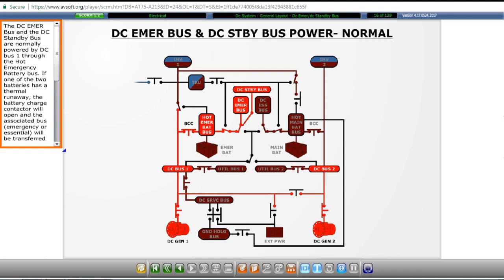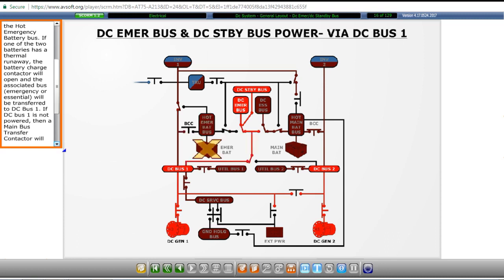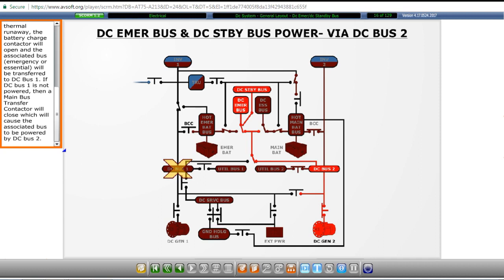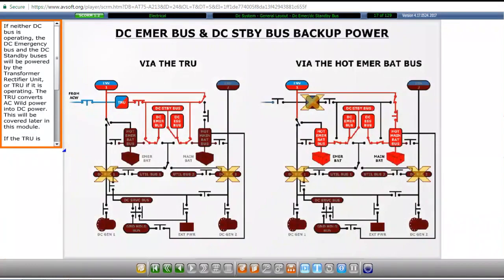The DC emergency bus and the DC standby bus are normally powered by DC Bus 1 through the hot emergency battery bus. If one of the two batteries has a thermal runaway, the battery charge contactor will open and the associated bus will be transferred to DC Bus 1. If DC Bus 1 is not powered, then a main bus transfer contactor will close, which will cause the associated bus to be powered by DC Bus 2.